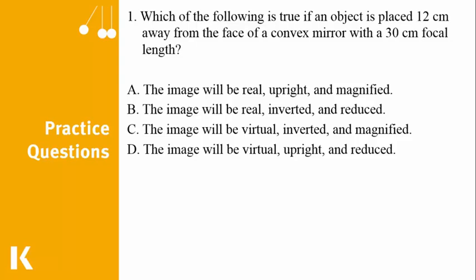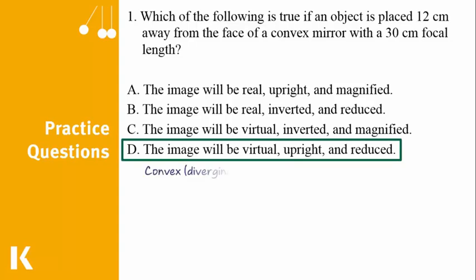This first question asks you to select the true statement about an object in a convex mirror. Take a second and pick an answer. I hope you didn't spend your time with calculations here. If you remember from earlier, an object in any position in relation to a convex mirror will be virtual, upright, and reduced. Knowing this fact on test day will certainly save you some time.